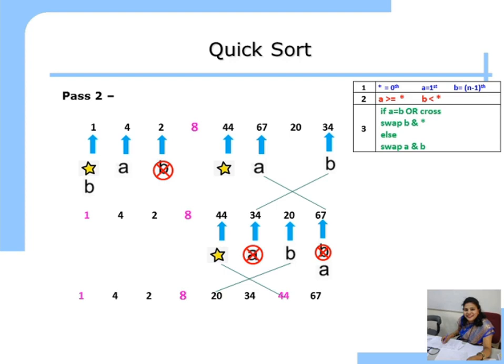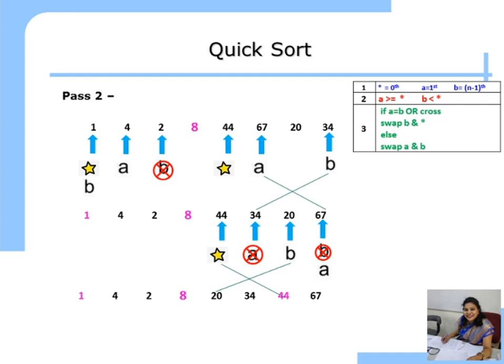this position, second last position. So whatever you see in pink color, these are sorted. 1 is sorted, 8 is sorted, and 44 is sorted. How many lists do you have at the end of the pass? You have 3 unsorted lists: one list having 42, second is the list having 20 and 34, and third is the list having 67.